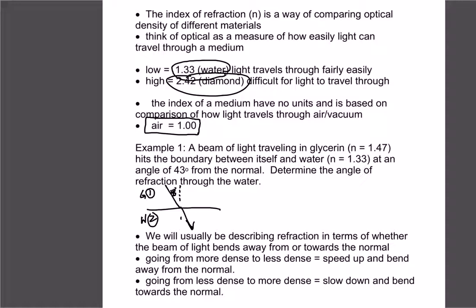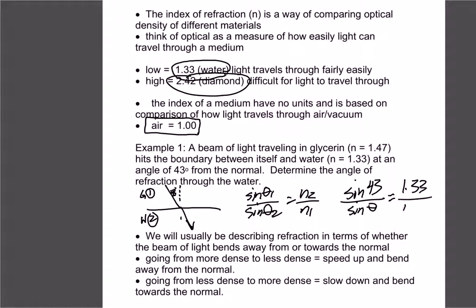So if we use our sine theta 1 over sine theta 2, that'll equal N2 over N1. So we just have to make sure we get the right angles and the right indexes in the right spot. So we'd have sine of 43 over sine of the angle that we're looking for. N2 is our water, so that's 1.33 over 1.47. So to solve that, all we have to do is cross multiply, go second sine of our answer, and we get about 49 degrees if we round it off.